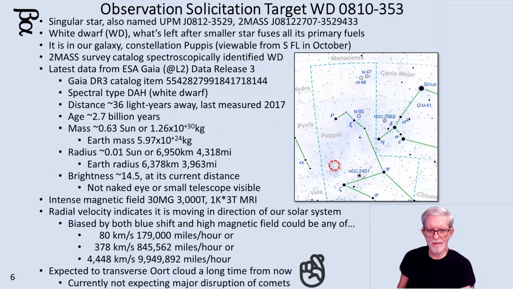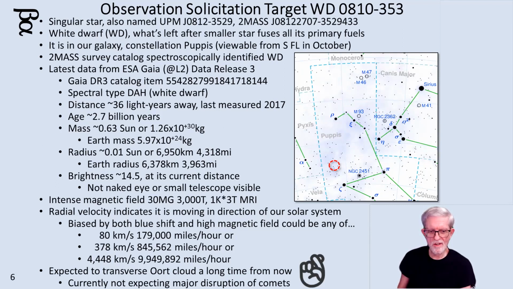It originally showed up in the Gaia catalog from the European Space Agency, and it was released in Data Release 3. There's a nice long number for the Gaia catalog in it. It's only 36 light years away. That's measured as of 2017, but as I say, it's heading towards us.